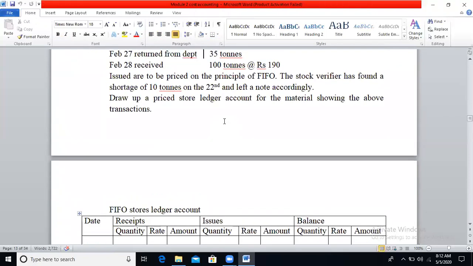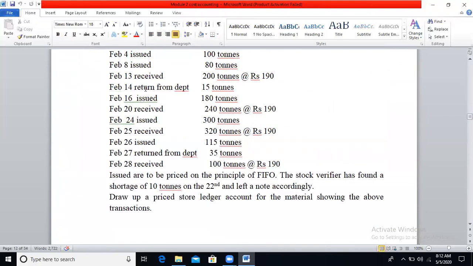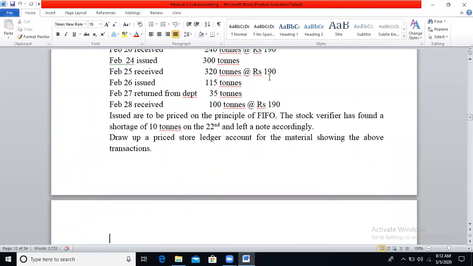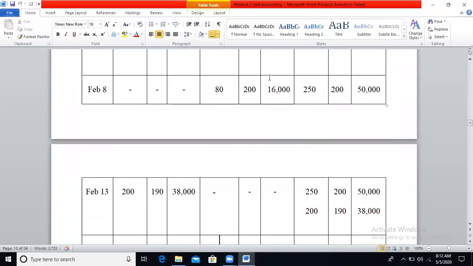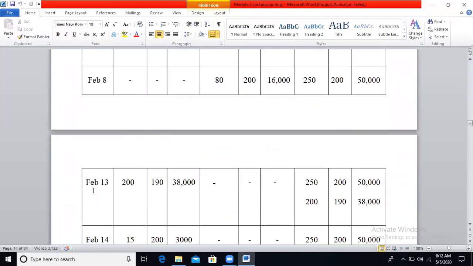See the next transaction, that is February 13th, we are receiving 200 tons at rupees 190. So receiving or purchasing means it's a receipt. So consider it in the receipts column. The date will be February 13th.